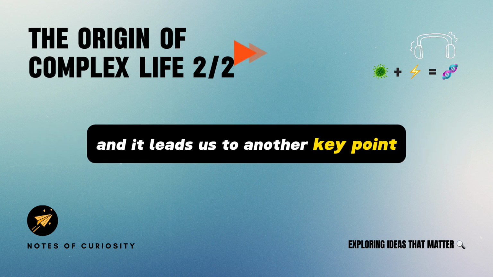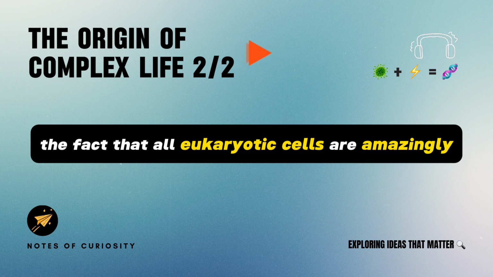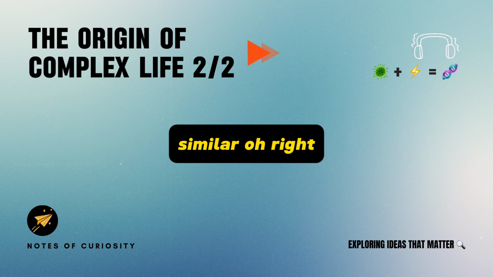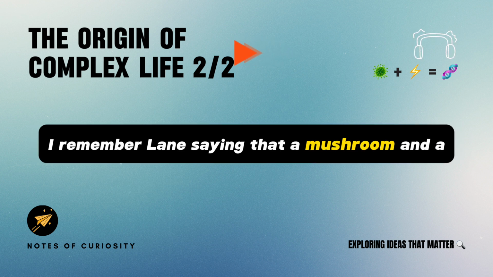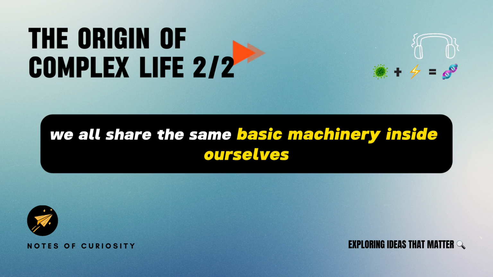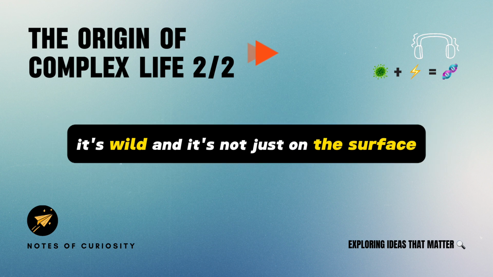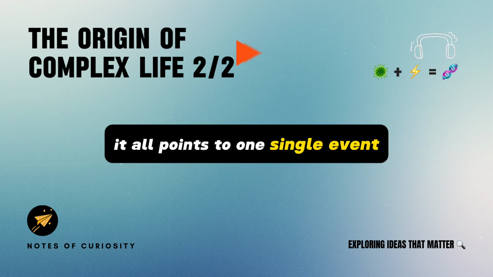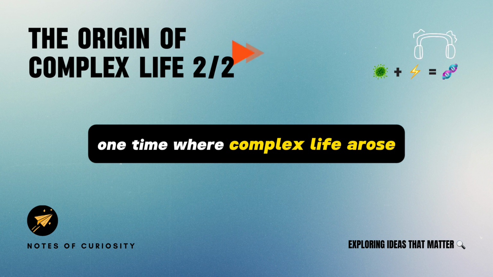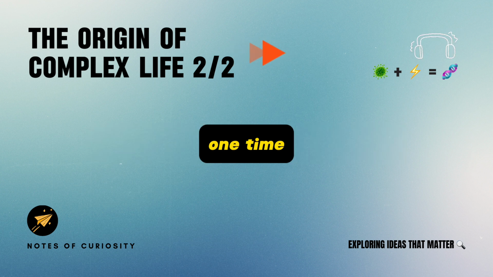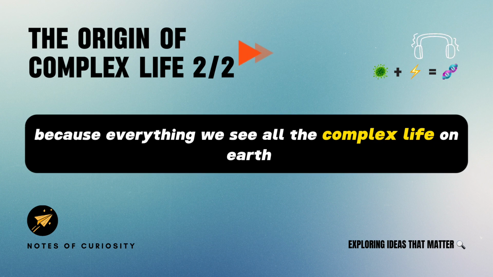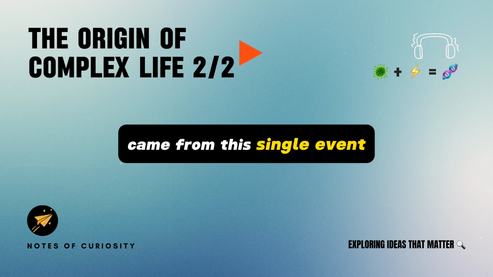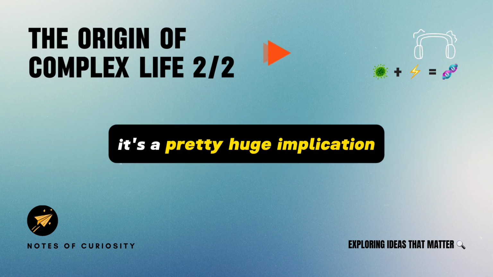And it leads us to another key point, the fact that all eukaryotic cells are amazingly similar. Oh, right. I remember Lane saying that a mushroom and a human, we all share the same basic machinery inside our cells. It's wild, and it's not just on the surface, it's in our DNA. It all points to one single event, one time where complex life arose. One time. That's incredible. I mean, it's everything we see, all the complex life on Earth, came from this single event. It's a pretty huge implication.